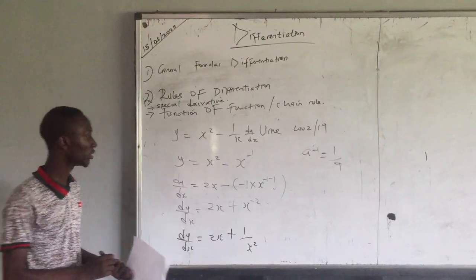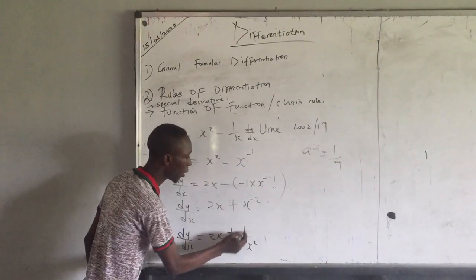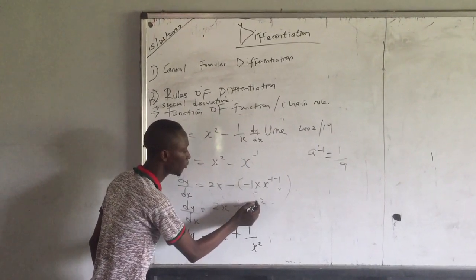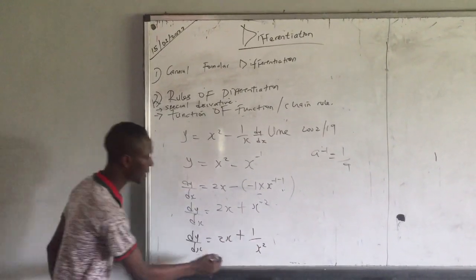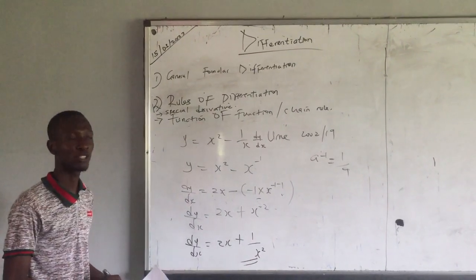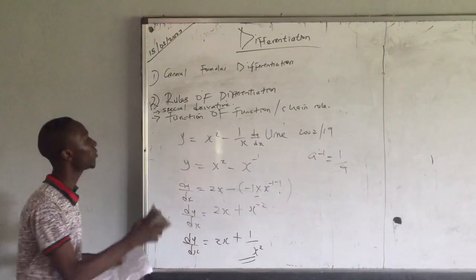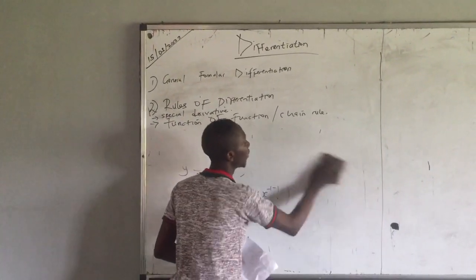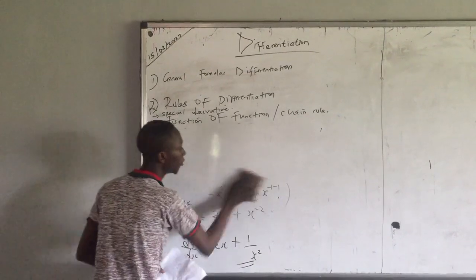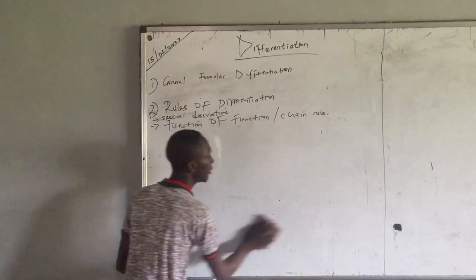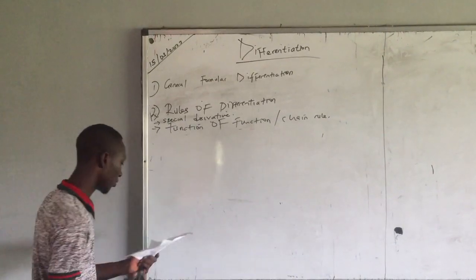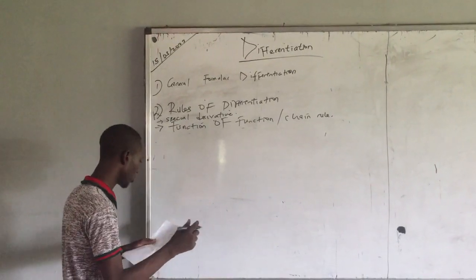So that's just it. Recall we can write this as 1 over everything here without putting the minus. So it becomes 1 over x squared, and this is our final differentiation. So let me solve another JAMB question under function of functions so that you see what I'm saying clearly. Now one more to go.